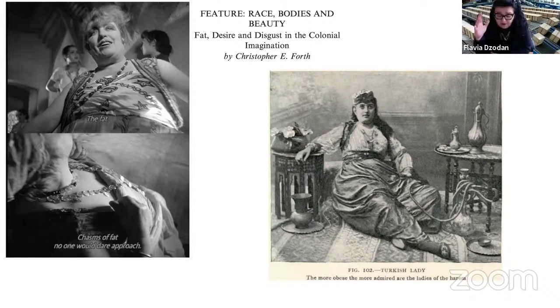And I quote from Forth: Julien Duvivier's kaleidoscopic depiction of the Casbah in his 1937 film Pépé le Moko, all labyrinthine streets and passageways, and teeming with a bewildering array of nationalities and ethnicities, provides a textbook example of the Orientalist mindset famously analyzed by Edward Said.